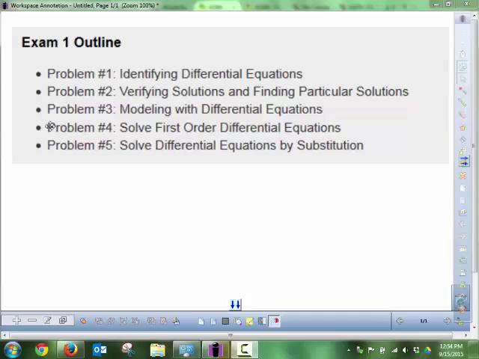For the semester, we're going to have like 2 exams and then the final. Yeah, this is one test, and then you'll have another test, and then you'll have a final.